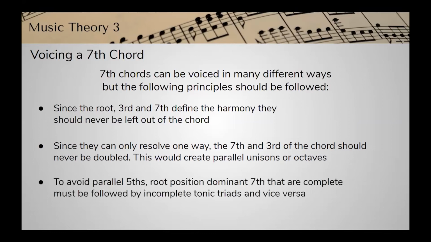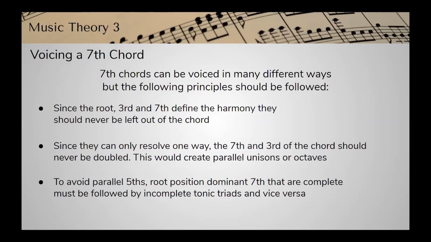And to avoid parallel fifths, this is the rule that gets a little bit confusing, but to avoid parallel fifths, root position dominant sevenths that are complete, in other words, they have the root, third, fifth, and seventh, all four of their notes. Dominants that are complete must be followed by incomplete tonic triads, right? So if you're going to have a complete seventh chord, the chord that follows it, the tonic triad, cannot have all of its notes. It will have to leave out the fifth, okay?